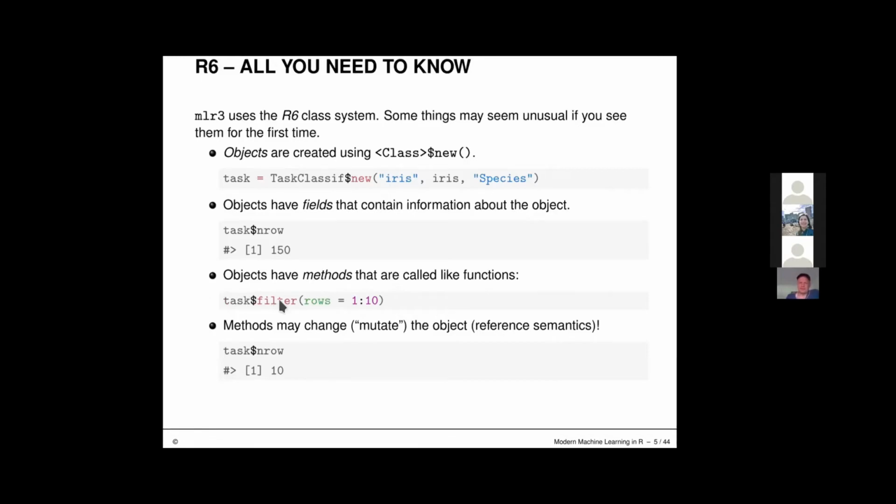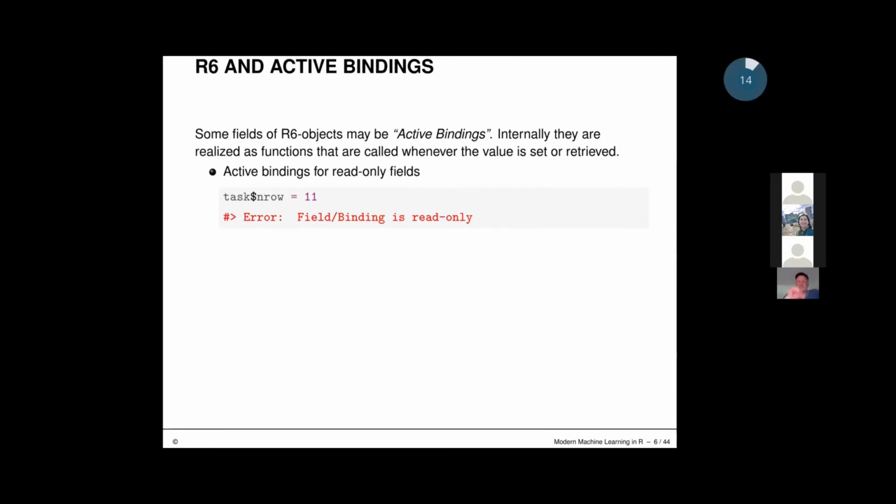Just by calling this, you change the object task here. So if you again ask how many rows you have, it's only 10 now. This is something many people are not used to in R. But this is basically what environments are also doing in R.